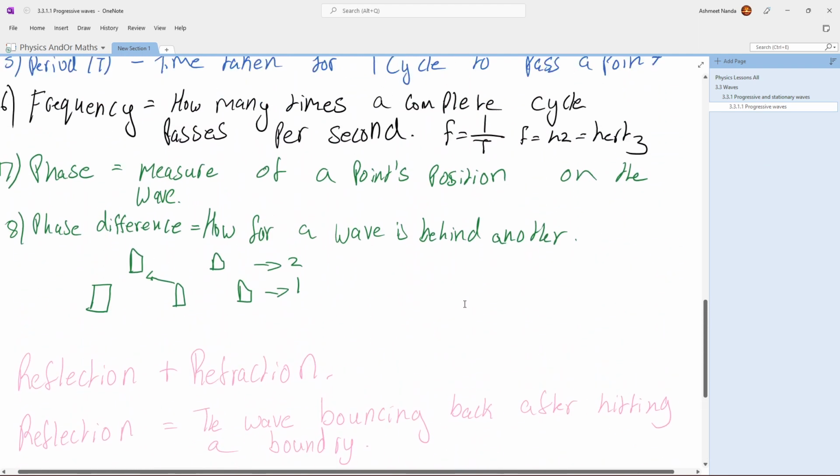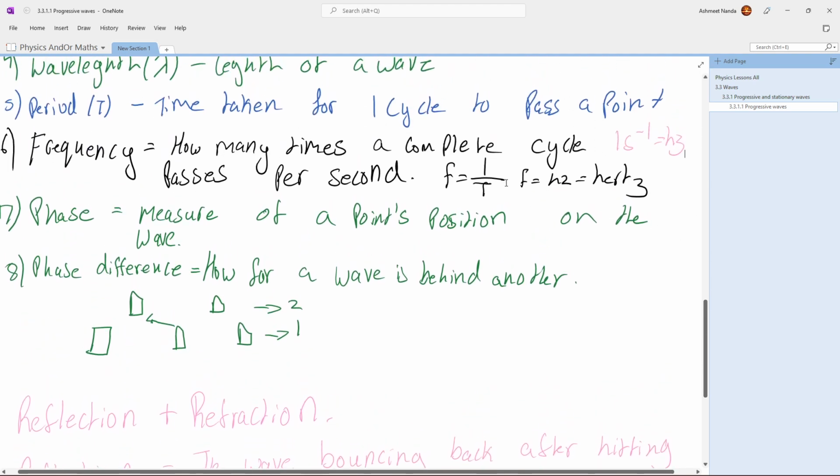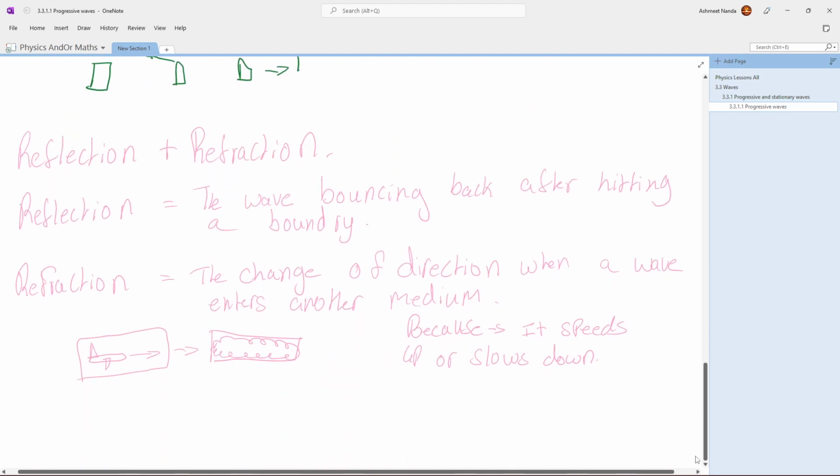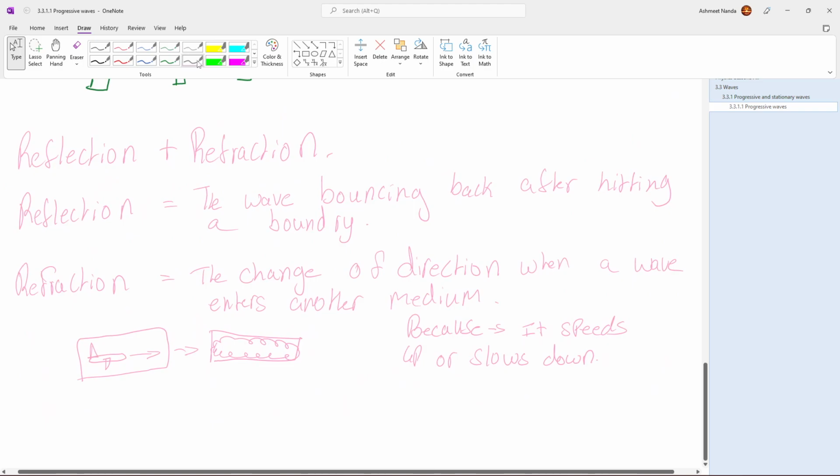Oh, one more thing I forgot to mention. For frequency, when we do hertz, the unit is one cycle per second. So one over the time period is equal to a hertz. So yes, frequency is one over time period.